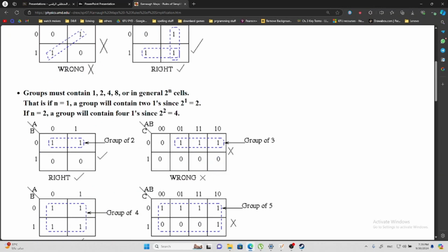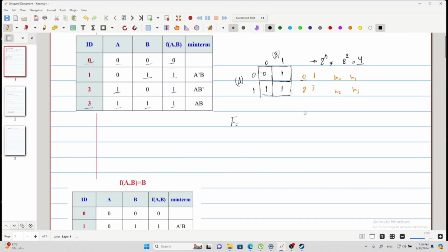Okay. Now this is a very important rule, so let's illustrate it here. Grouping the values. First, the grouping number, how many cells you can group in one group, is determined exactly by this formula, which is 2 to the power n. When you fill in the value of n, you will have either 1 or 2 or 4 or 8. So these are the only amounts of cells in a group that can exist.